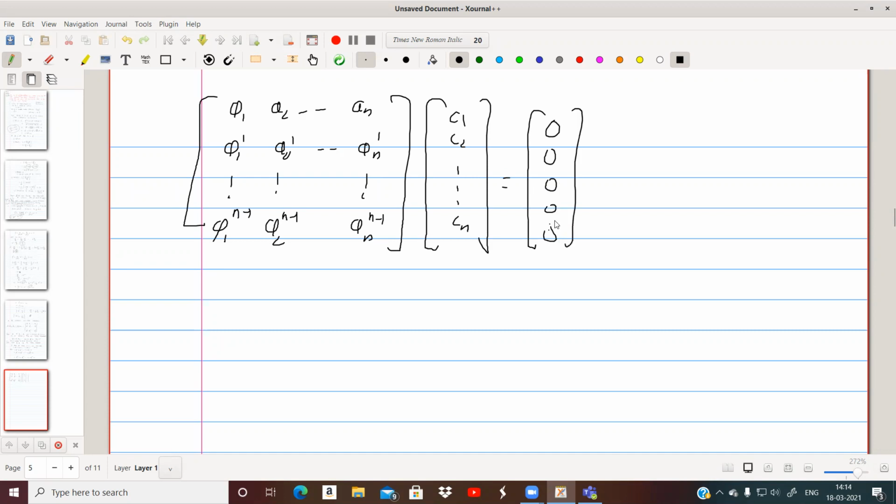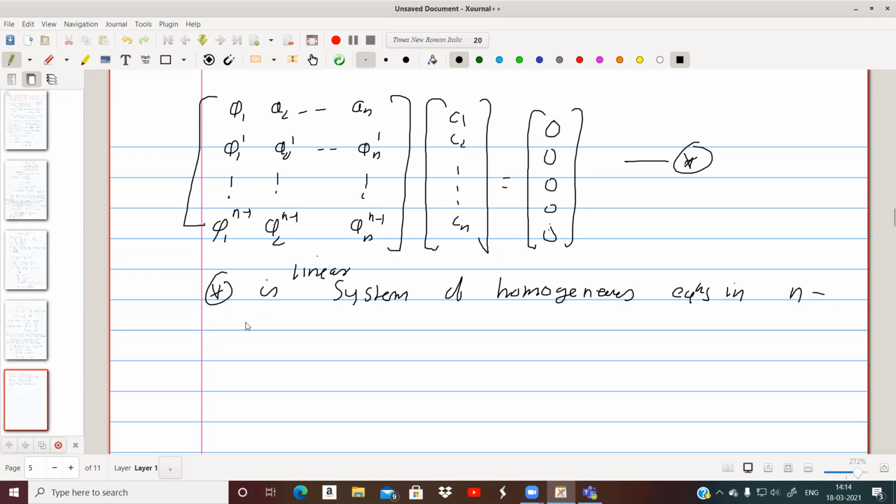Okay, continue. Star is a real system of homogeneous equations with n unknowns.